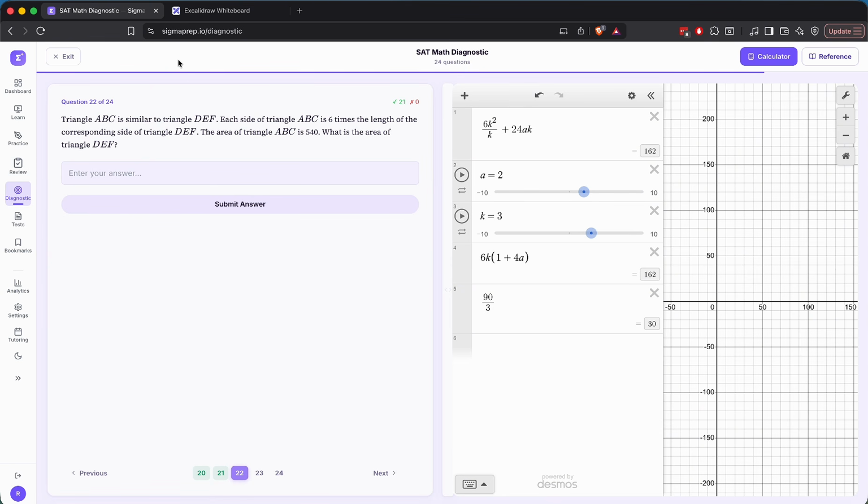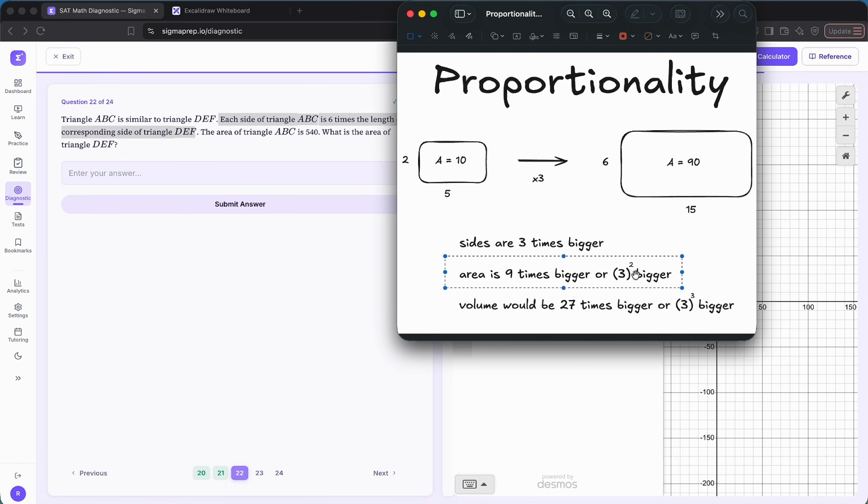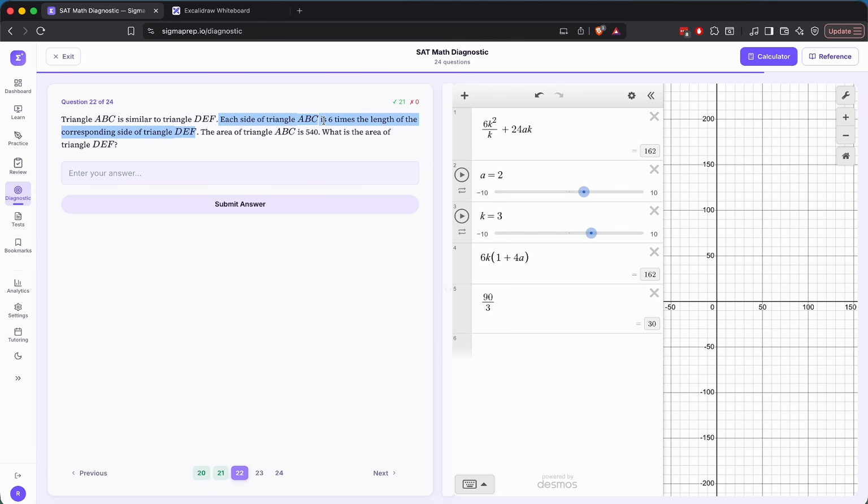Okay, 22. This looks pretty similar. It is similar, okay? It's about triangles now. All right, so you see, now they're telling us about the sides. Sides are 6 times bigger, right? So in ABC, the sides are 6 times bigger than DEF. What is that going to tell us about area? So that means area is going to be 36 times bigger. So the area of ABC is 36 times bigger than the area of DEF, right?